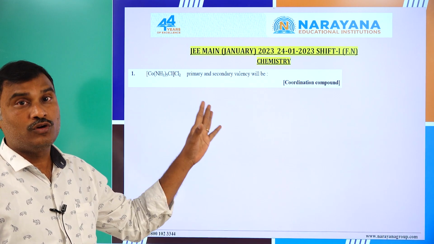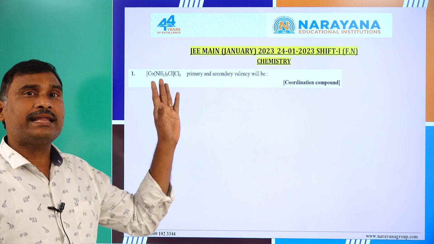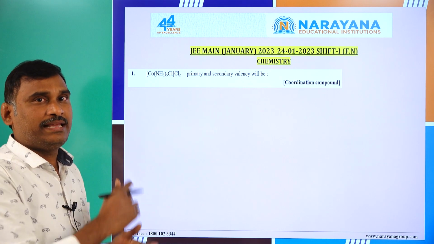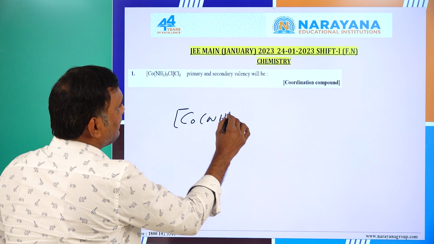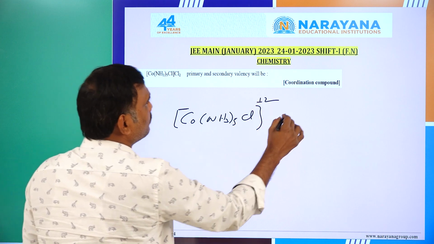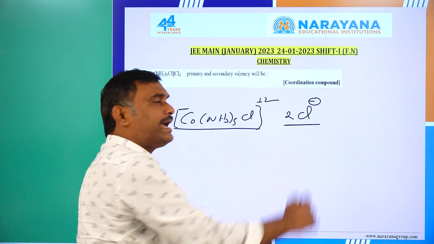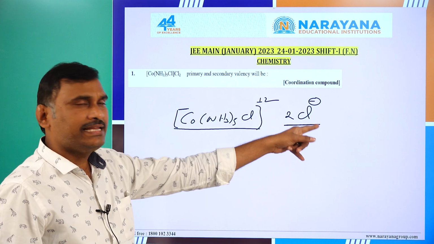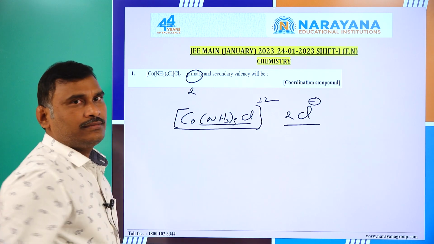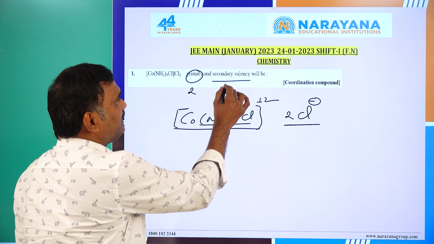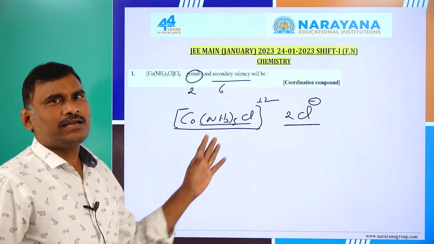Secondary valency refers to the coordination number of the central metal atom, and the primary valency is the number of ionizable ions in the ionizable sphere. According to this, let us see: [Co(NH3)5Cl]2+ and 2 Cl minus. This is the non-ionizing sphere and this is the ionizing sphere. The number of ions which are ionizing here is 2. That's why the primary valency is 2, and the coordination number indicates the secondary valency. Therefore, the secondary valency is 6. This is the simplest question, I think, in coordination compounds.